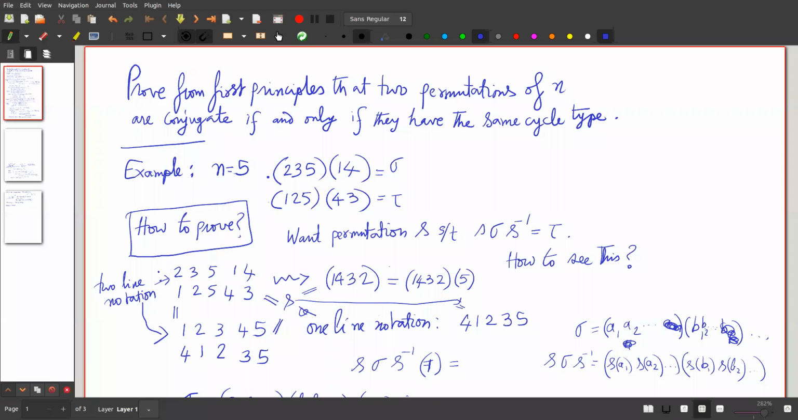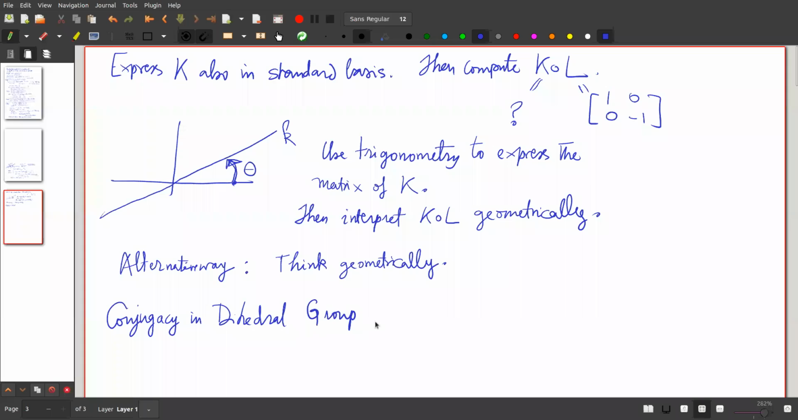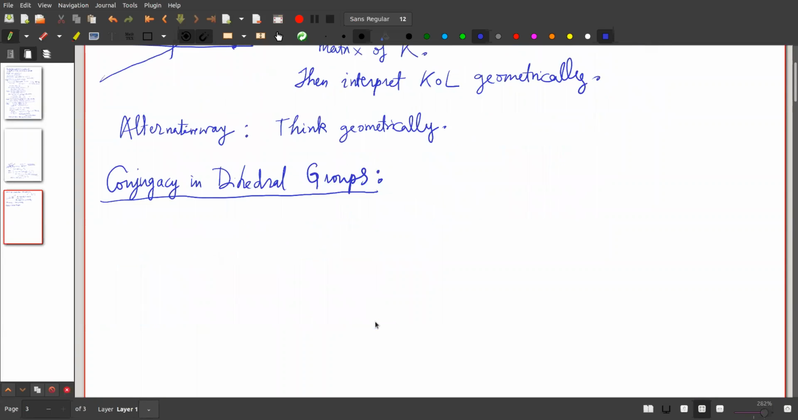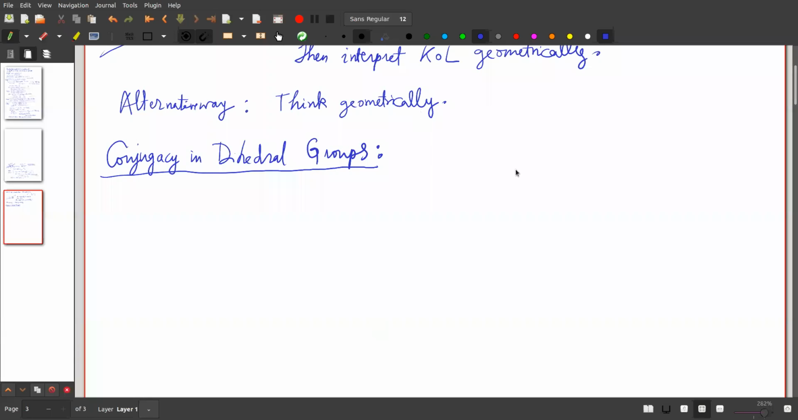So another question in the tutorial sheet is about conjugacy in dihedral groups. I hope all of you have some familiarity with dihedral groups. So for example, take D4. What do you think of this? How do you think of D4? Any suggestions?